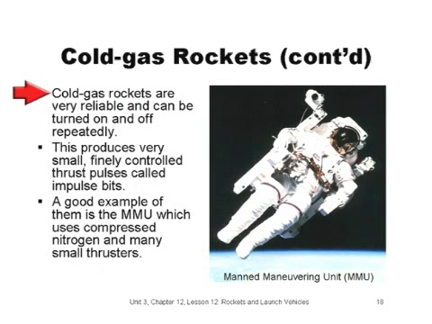Cold gas rockets are very reliable and can be turned on and off repeatedly. This produces very small, finely controlled thrust pulses called impulse bits. A good example of an application of a cold gas rocket is the Manned Maneuvering Unit, or MMU, which uses compressed nitrogen and many small thrusters to give astronauts complete freedom to maneuver. Cold gas systems are very useful for human spaceflight because they're very safe.